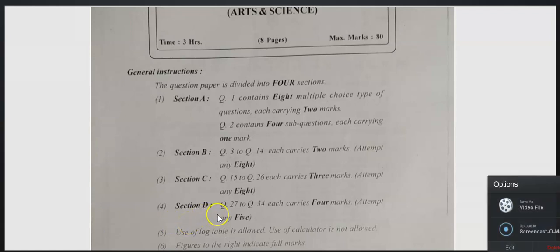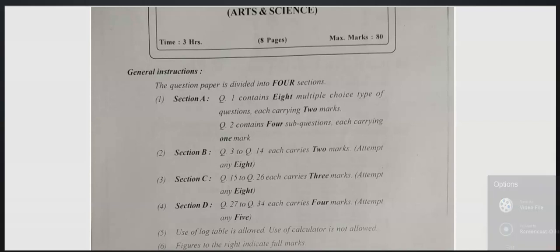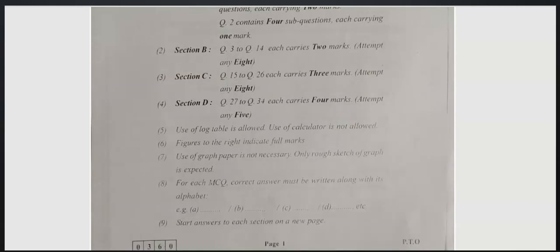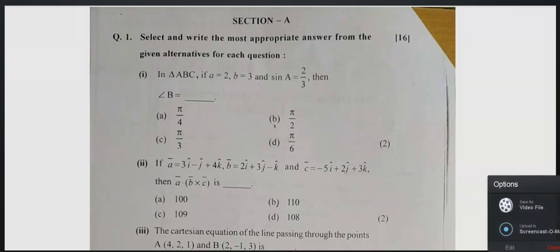Section D, that is question number 27 to 34, each carries 4 marks, and the student has to attempt any 5. And the use of the log table and the use of the calculator is not allowed. Now we'll start the solution.